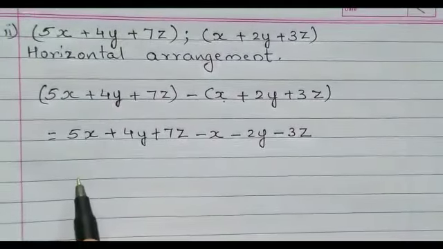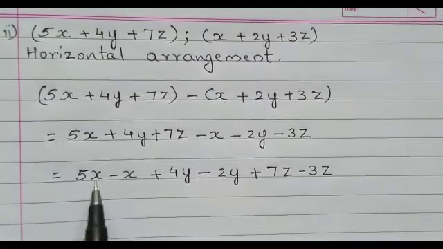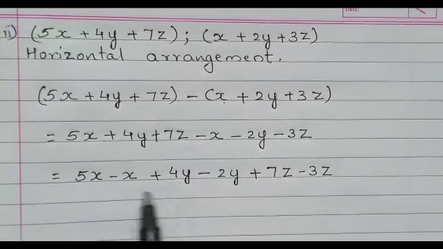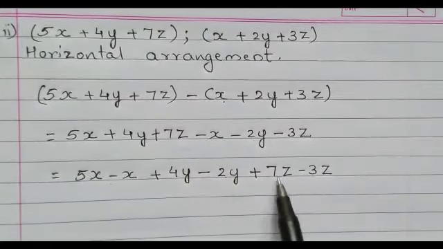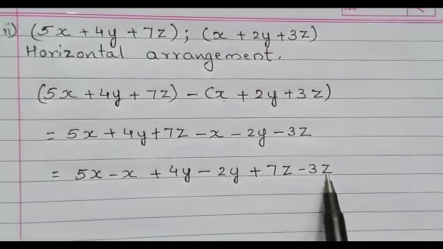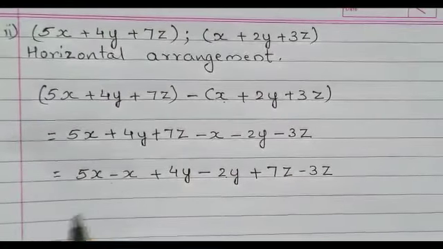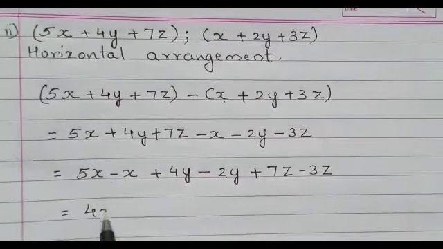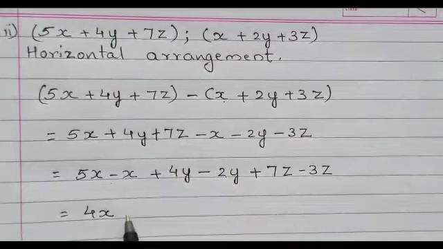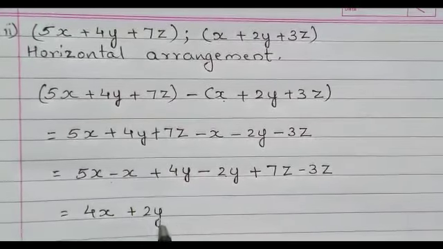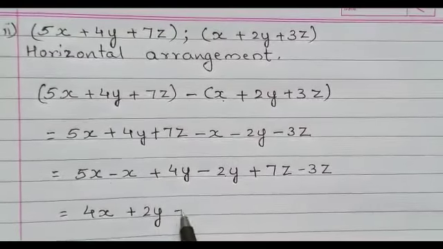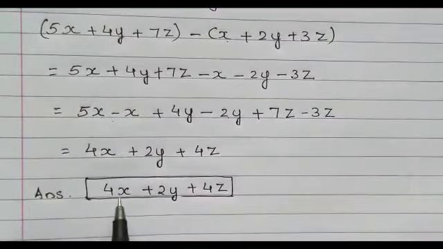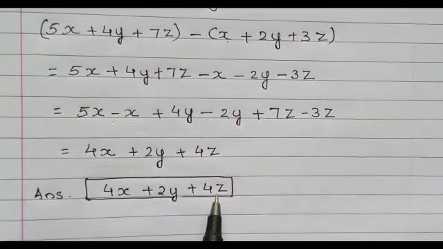Now we have to gather the like terms. So you have 5x minus x, the two like terms, then 4y minus 2y and 7z minus 3z. 5x minus x gives you 4x, 4y minus 2y will give you plus 2y, 7z minus 3z will give you plus 4z. So your answer will be 4x plus 2y plus 4z.